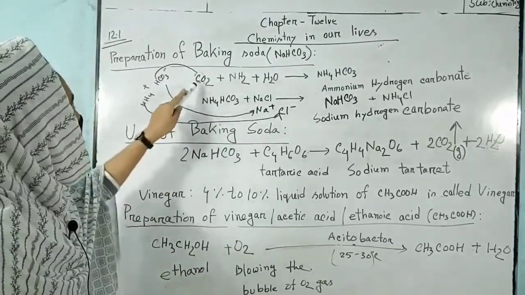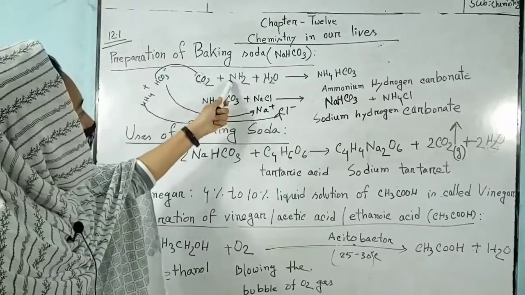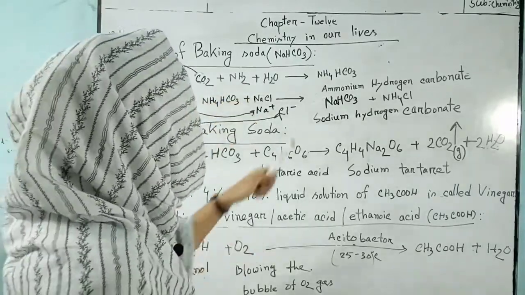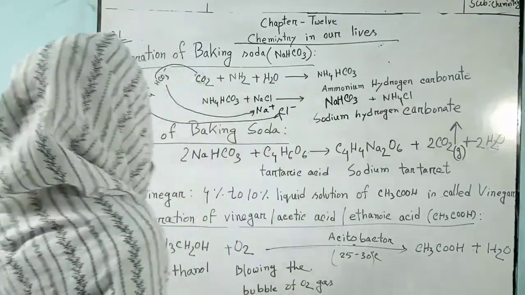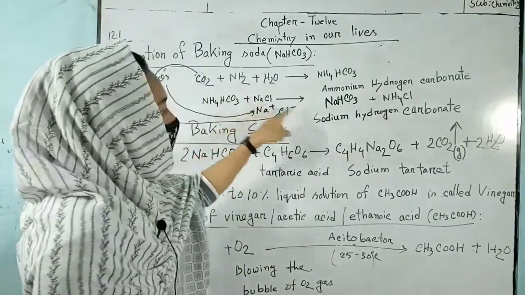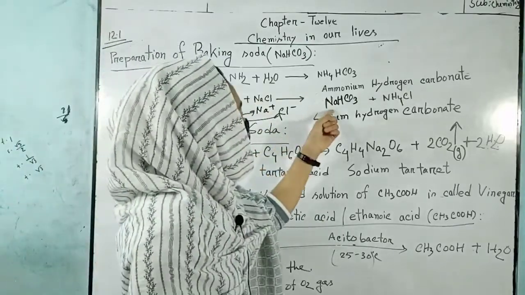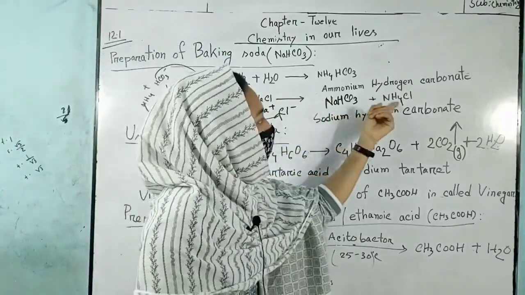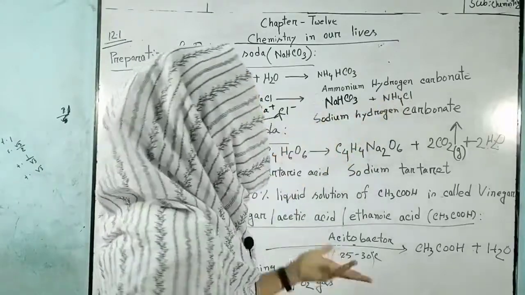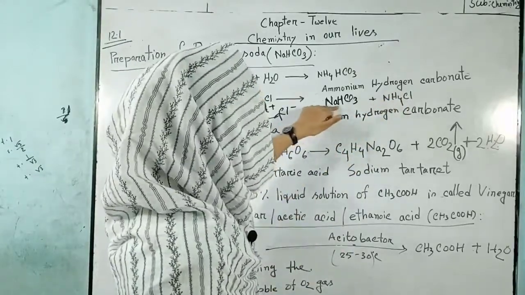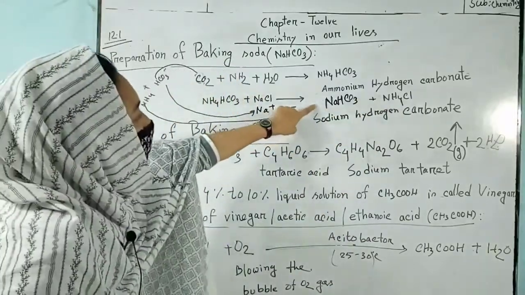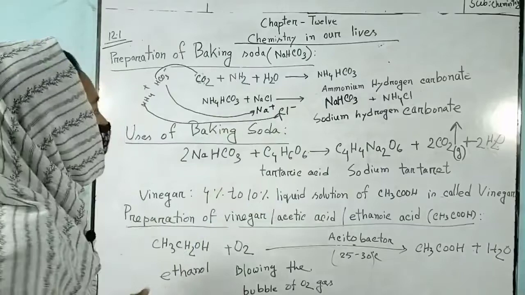Firstly, carbon dioxide, ammonia and water are mixed together, and we produce ammonium hydrogen carbonate. This ammonium hydrogen carbonate is mixed with sodium chloride, and we produce sodium hydrogen carbonate and ammonium chloride. Ammonium chloride is not our main product, it is the by-product. Our main product is sodium hydrogen carbonate, which is the baking soda.